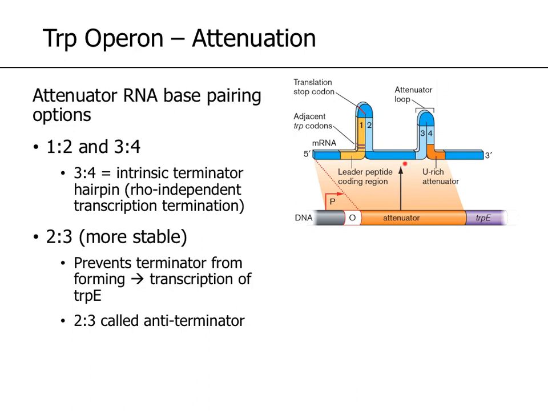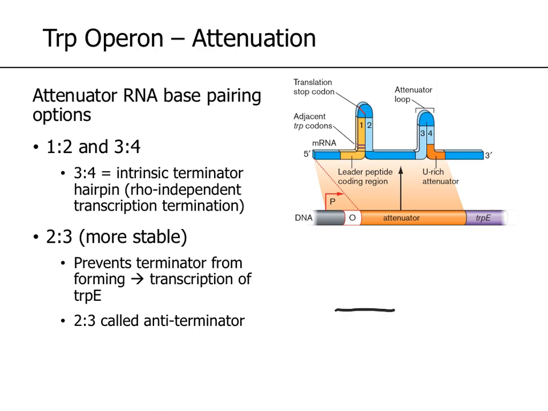So if this forms, no transcription, right? The other option is that 2 and 3 will form. And I put a picture of this on the next slide. But essentially 2 and 3 will form, and the binding of 2 and 3 is actually a little bit more stable.